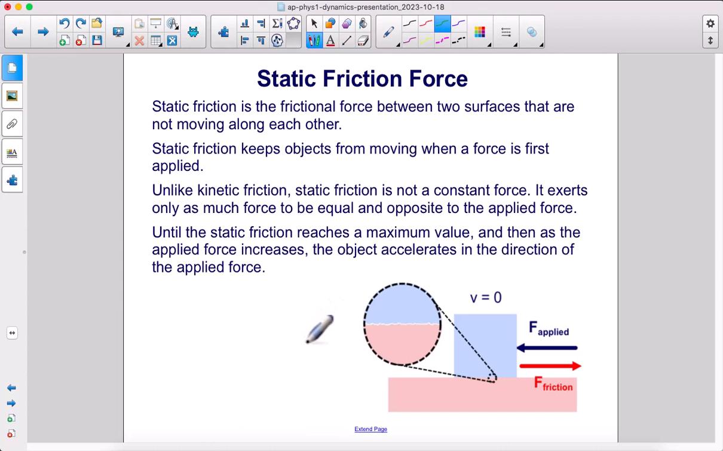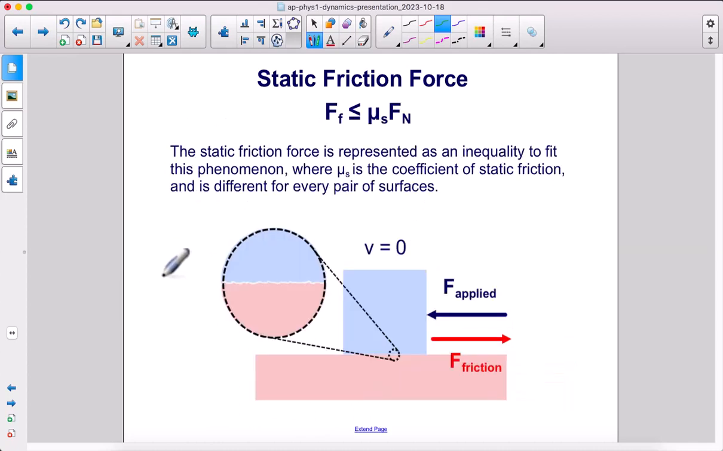Unlike kinetic friction, static friction is not a constant force. It exerts only as much force to be equal and opposite to the applied force, until the static friction reaches a maximum value. Then, as the applied force increases, the object accelerates in the direction of the applied force, and the friction will switch from static to kinetic. The static friction force is represented as an inequality to fit this phenomenon, where mu sub s is the coefficient of static friction and is different for every pair of surfaces.